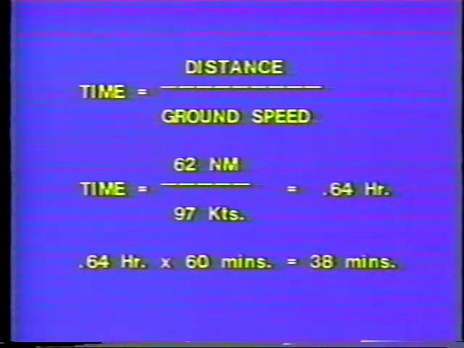Using the formulas already introduced, we determine the estimated time en route. Distance is 62 nautical miles. Ground speed is 97 knots. Dividing 62 by 97 gives us 0.64, or 64 hundredths of an hour, which we multiply by 60 minutes to find our estimated time of 38 minutes en route.